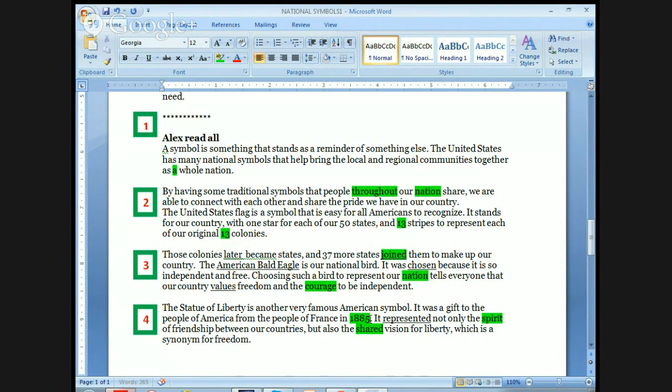1885. Spirit. And shared. Shared. That is correct.